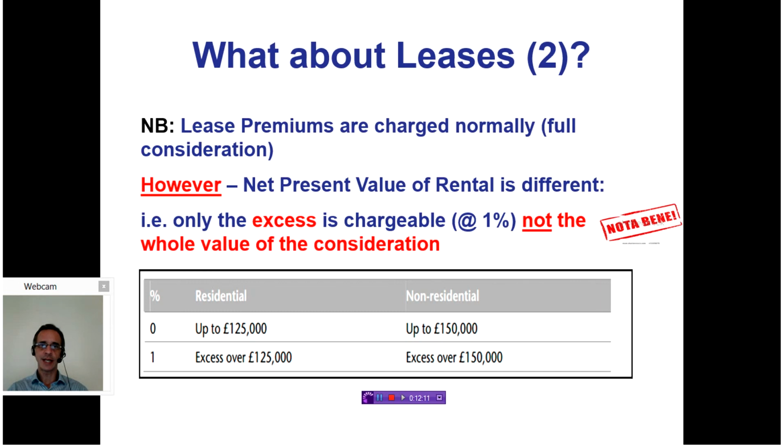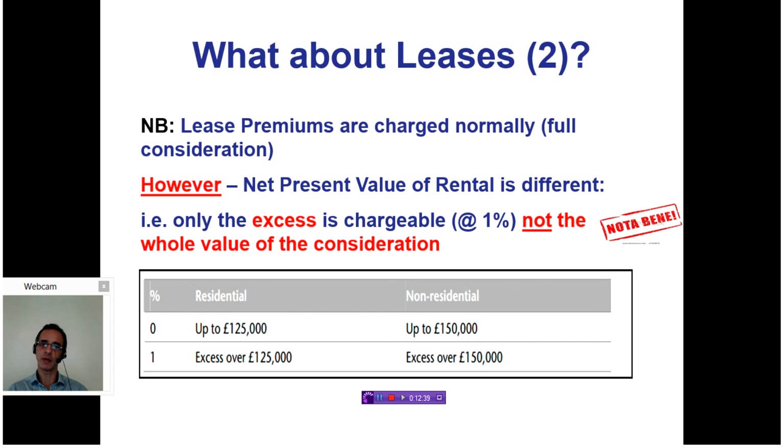Okay, so let's take a look at lease premiums first. Normally charged at full consideration. In other words, the full value of the lease premium times the relevant percentage. Now, bear in mind that the net present value is different. In other words, what we're looking to do here is to apply the excess. So the relevant percentage times the excess and not the whole value.